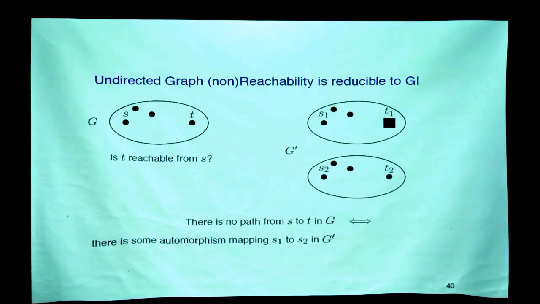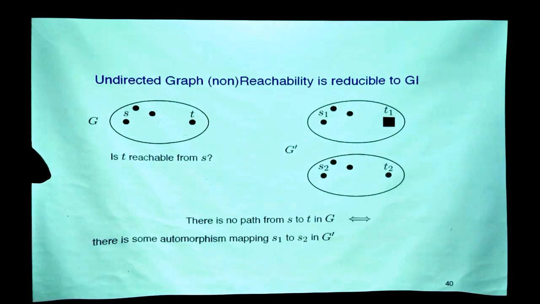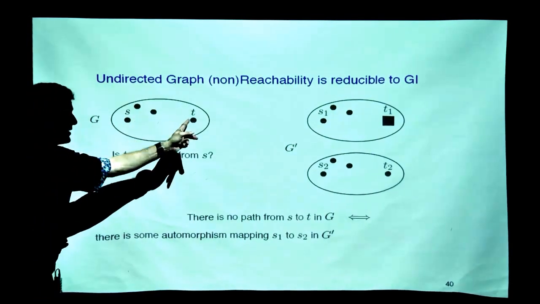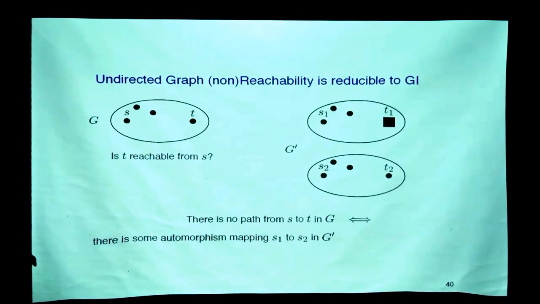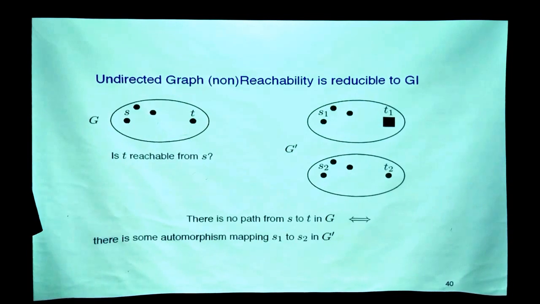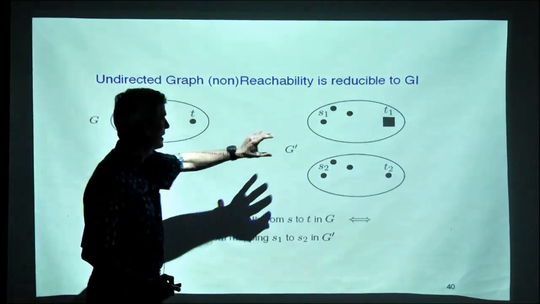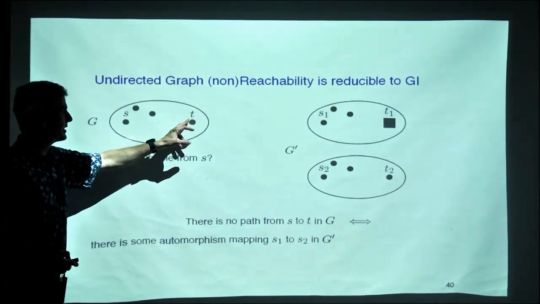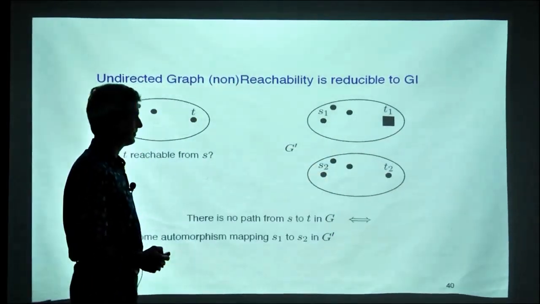And just to give you a taste of this, consider undirected reachability. So you have an undirected graph and two marked vertices S and T, and you want to know if there's a path between them. This is a standard problem, and I'm showing how it can be reduced to isomorphism. And it's not that hard. Basically you make two copies of the graph, and the point that you're trying to reach, you mark. You fix it by giving it a special color.